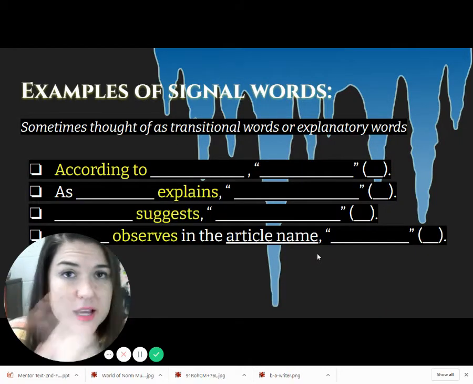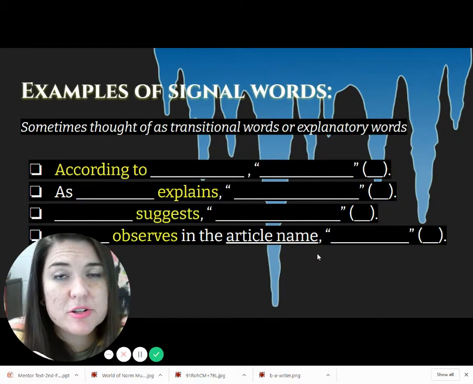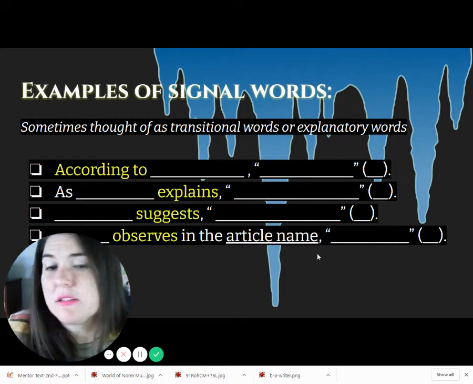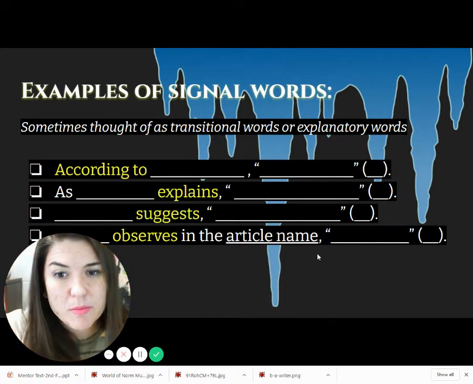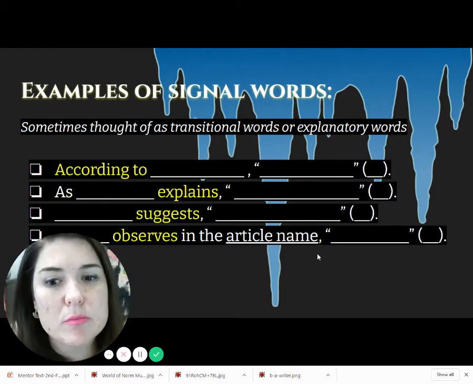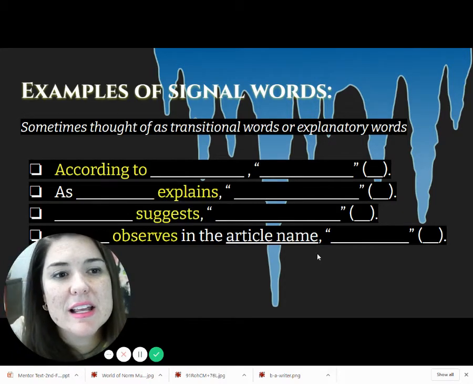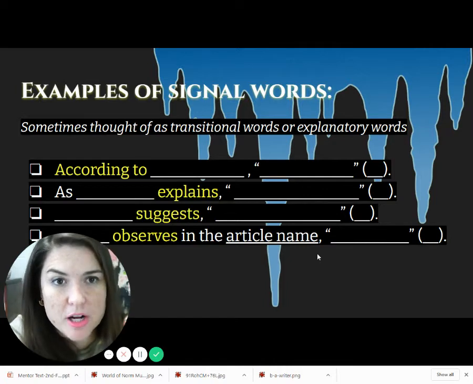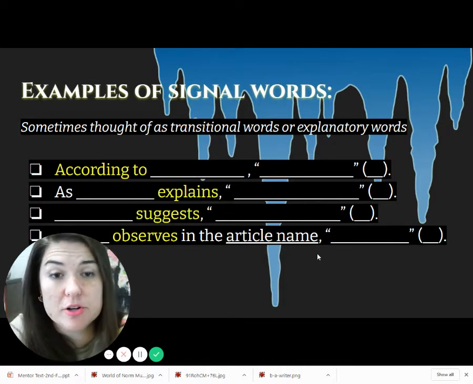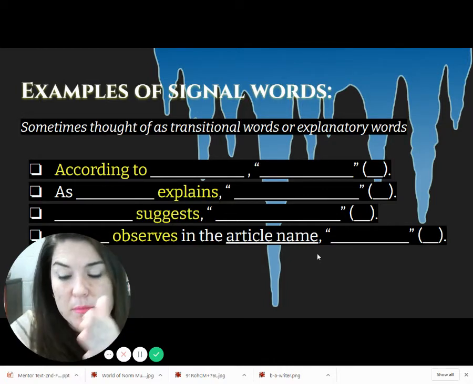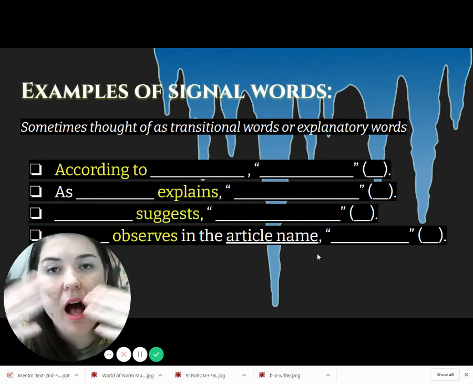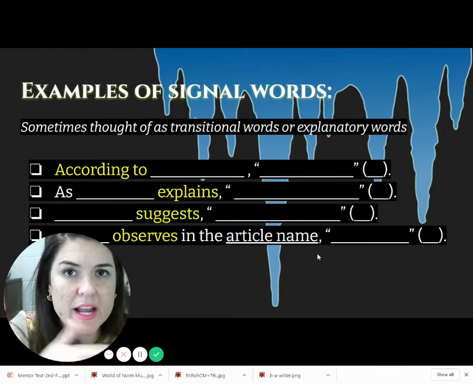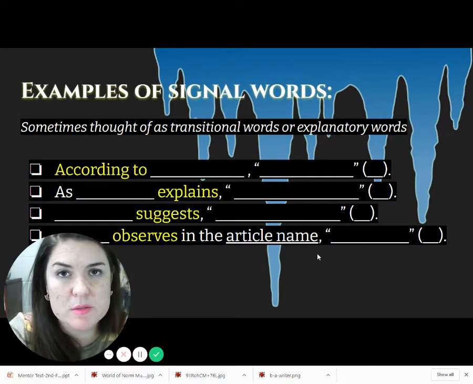Examples of signal words, like I said, according to is a great one to make sure you have in your toolbox. Say words like explain, suggest, observe, and you're going to notice some of my kids who love to write that all of these explanatory words, introductory words, however you want to say it, all of these are coming before the cite. To me, when we're first learning it, ICE, introduce, cite, explain, it just makes sense that the introduce would be the first part of the sentence.